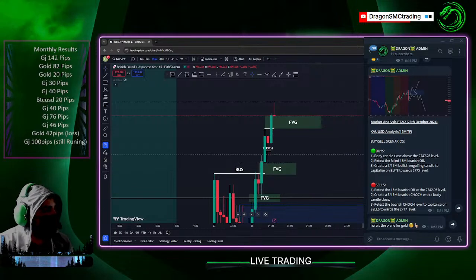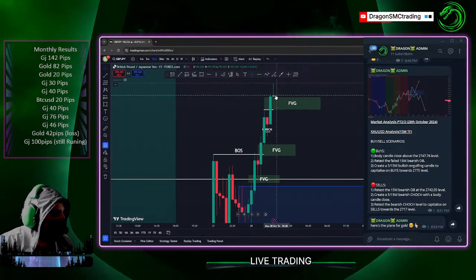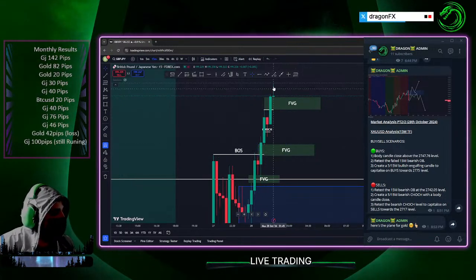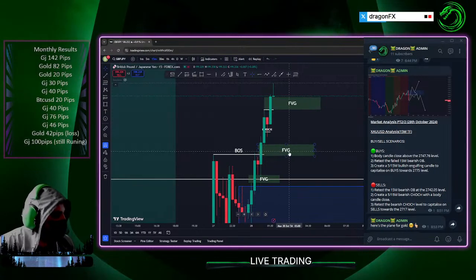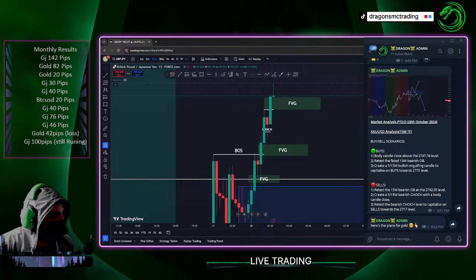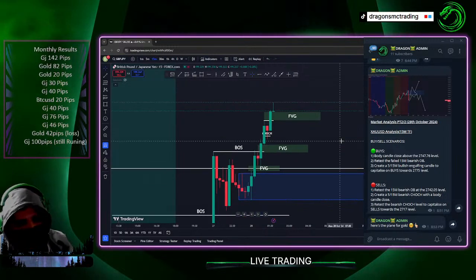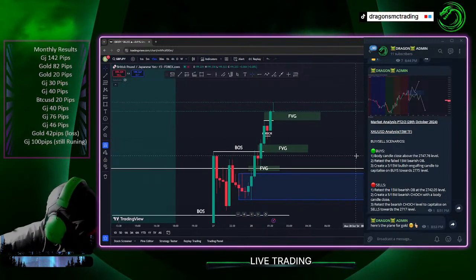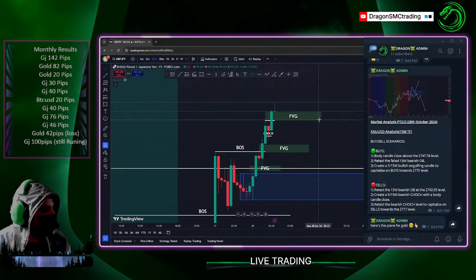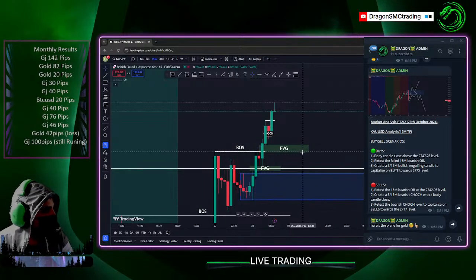And what does price like to do? Price likes to come back and collect these orders that were left behind, always. Price loves to come back to this area to collect orders that were left behind. So this is how you spot a fair value gap. Right now I see a lot of volume. Let me go ahead and tell you what I'm looking for on GJ.